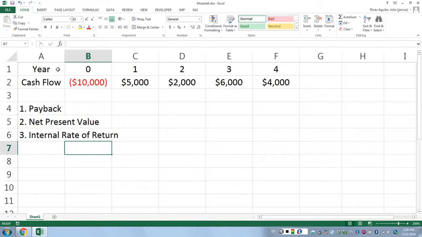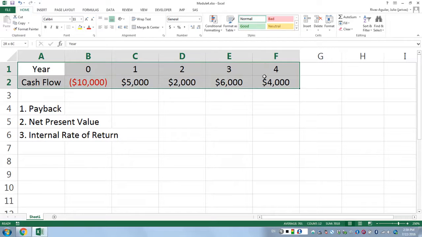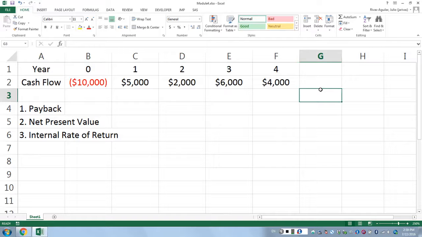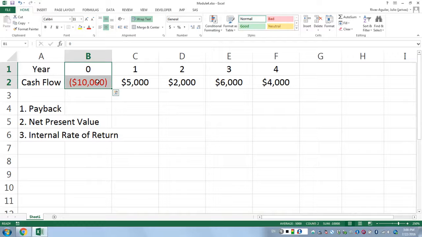So the first thing we have is this estimation, right? We have an initial outflow of $10,000. That is an investment that we're going to make. We're going to put $10,000 into our project. We usually say that that's going to happen at year 0 because it's happening today. So in 1 year we're expected to have 5,000, in 2 years 2,000, 3 years 6,000, and 4 years 4,000. Right. So my first question is, is this a good project?